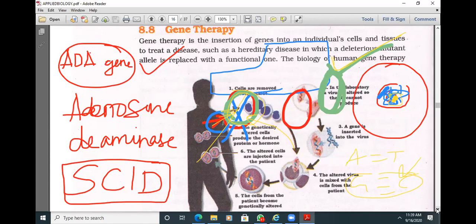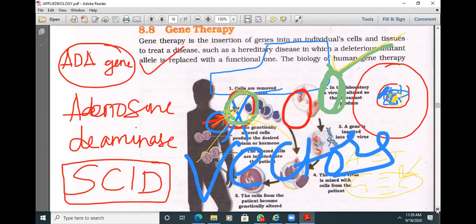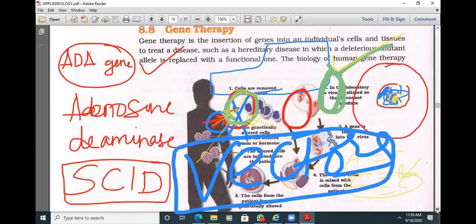Then where we introduce it is again a problem, that means again a procedure. How do we introduce it? For that we have to use vectors. So using a vector is very important in that particular case. So what vectors do we use? Here in the diagram we can see viral vectors are used. Various vectors are there, and you may know pBR322, a plasmid. So that is also a vector. Okay, so you understand the procedure, then we'll go with the different kinds of definitions here.